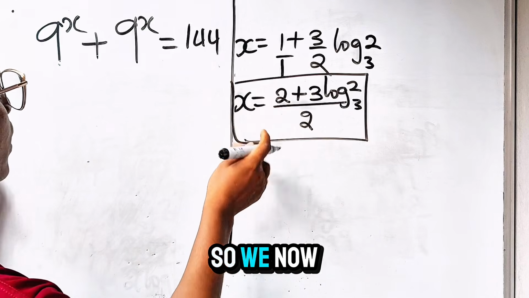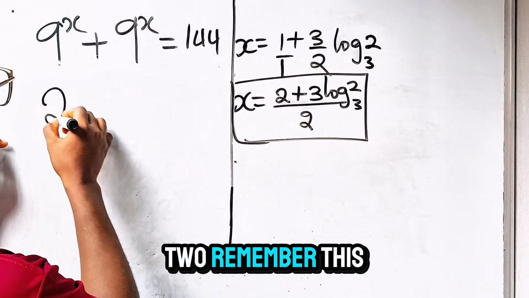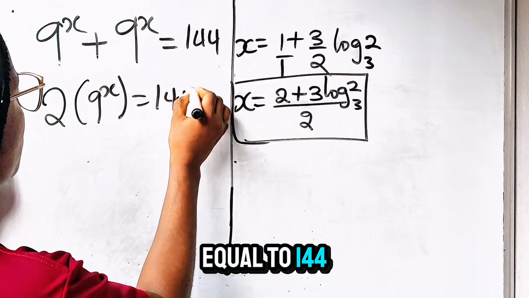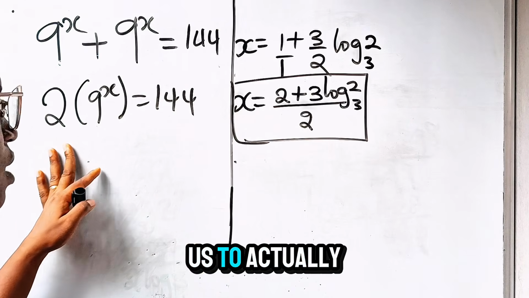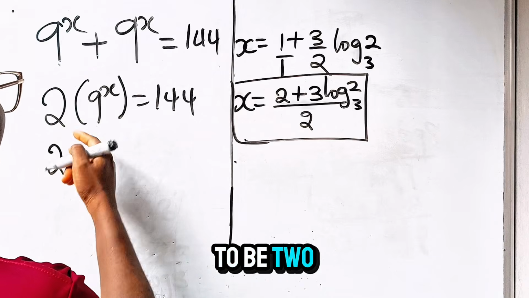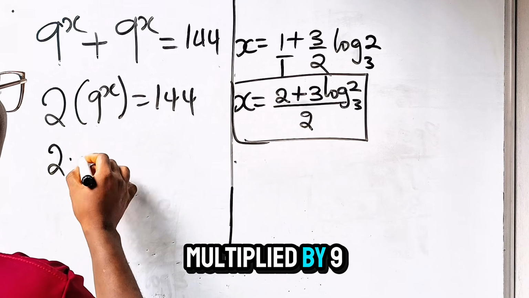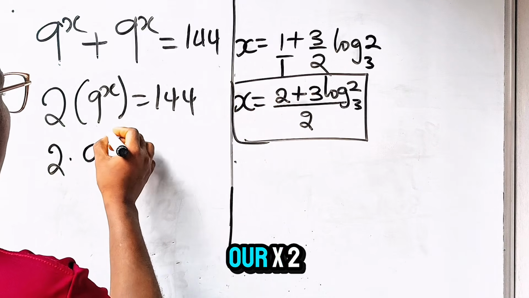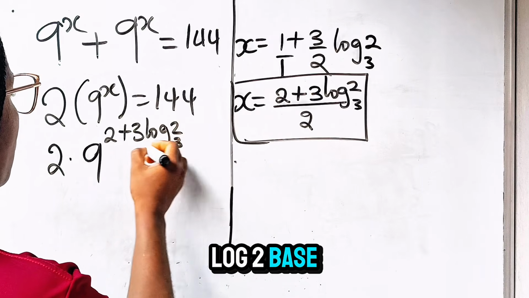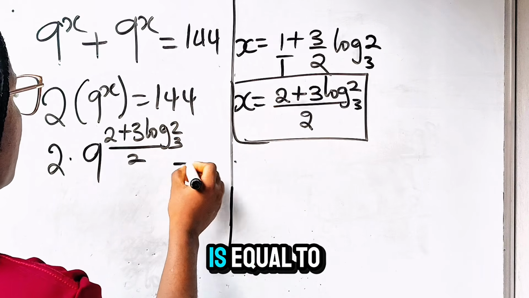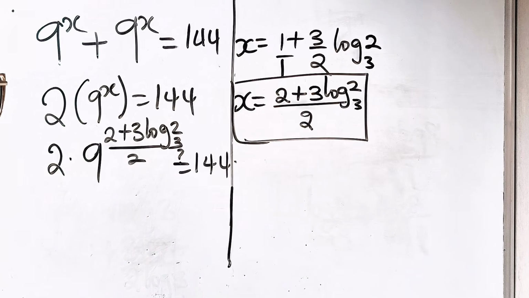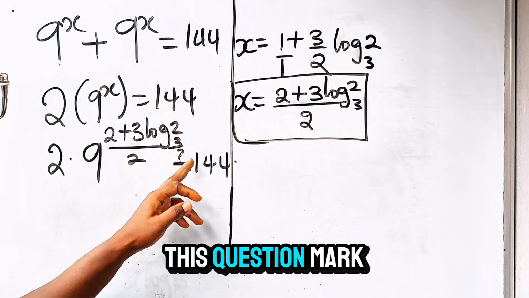So, we now have 2. Remember, this is 2 times 9 to the power of x is equal to 144. Because I want us to actually do this faster, it's going to be 2 multiplied by 9 to the power of, this is our x, (2 plus 3 log 2 base 3) divided by 2, is equal to 144. Now we are not yet sure, which is why we are putting this question mark.